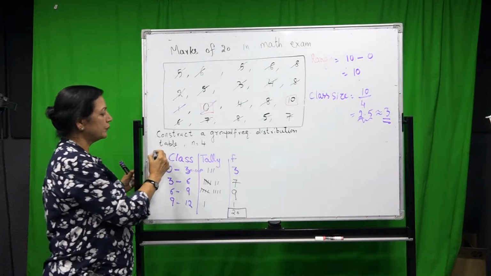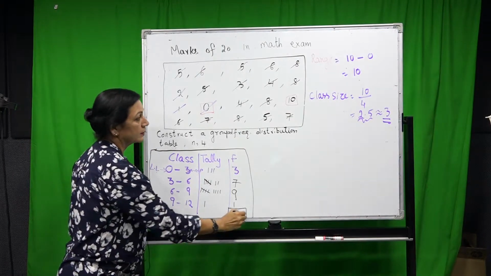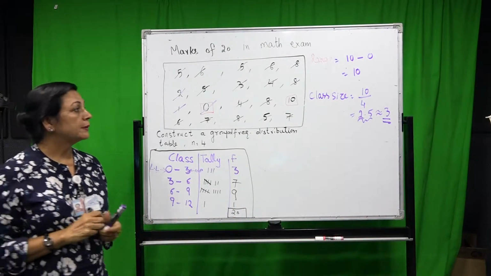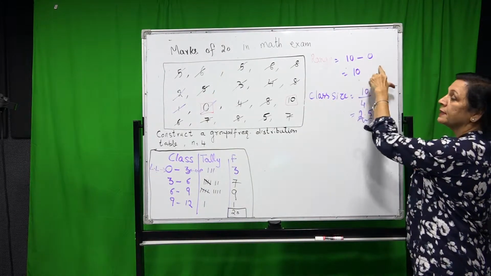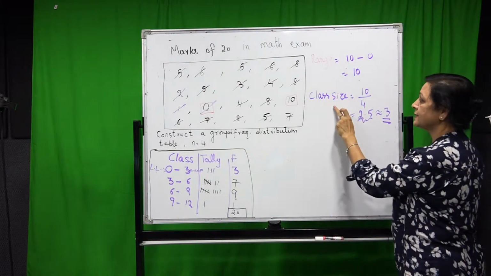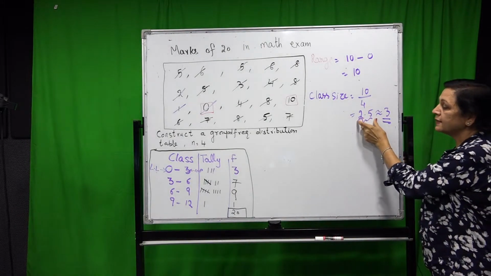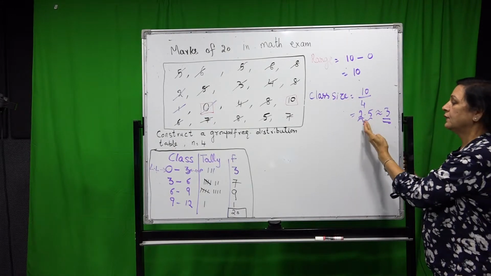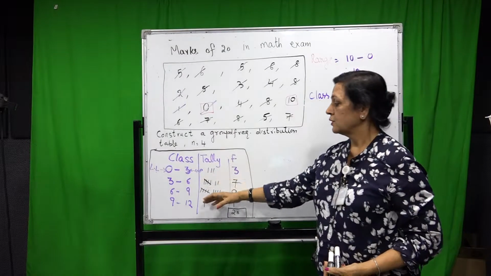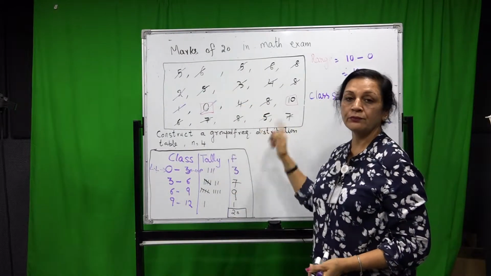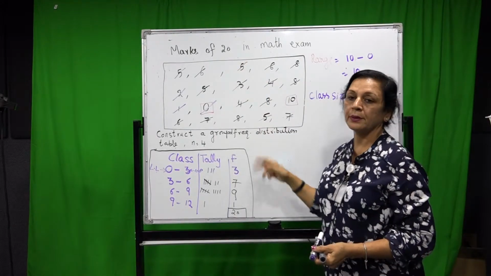This is called a group frequency distribution table. The main points you have to remember: find the range, which is highest value minus lowest value; find the class size, which is range divided by n. The class size will not be taken in decimals, we have to take the next whole number. Then check that the total frequency should match the total number.